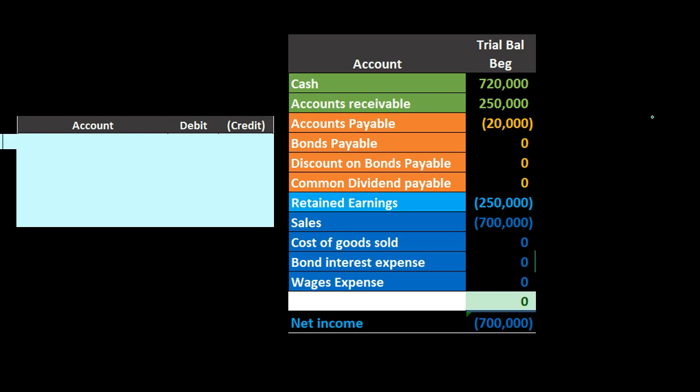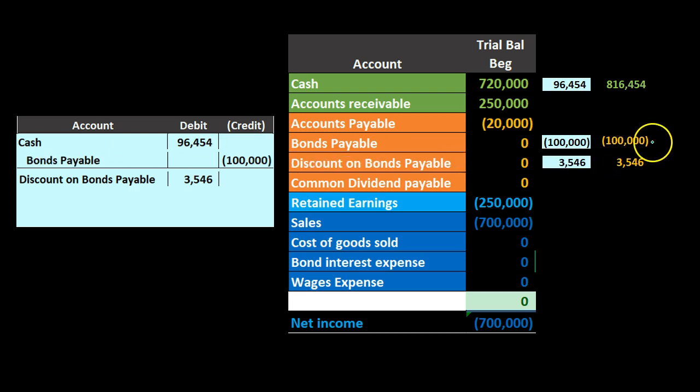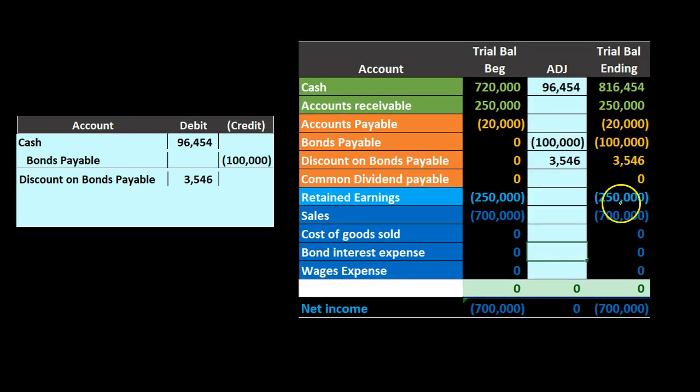So again, the transaction is just going to be cash is going to go up. When we record this, we're going to sell it for $96,454. The bond goes on the books for the $100,000. The discount is the difference, $3,546. Cash is increasing. Bond on the books. Discount, carrying value, the $100,000 minus the discount.